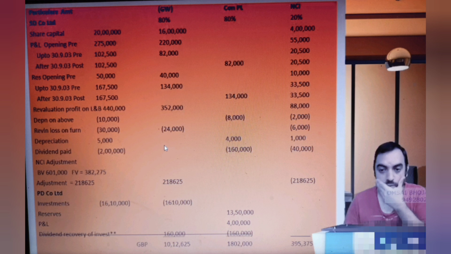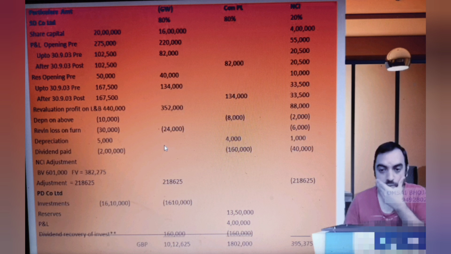Post-acquisition we don't. Opening balance, pre-acquisition reserves we take. Reserves up to date of acquisition we take it. Post-acquisition we don't take it. Revaluation profit yes, depreciation no. Revaluation loss yes, depreciation add back no. Dividend paid is after the date of acquisition, so it will not be considered.